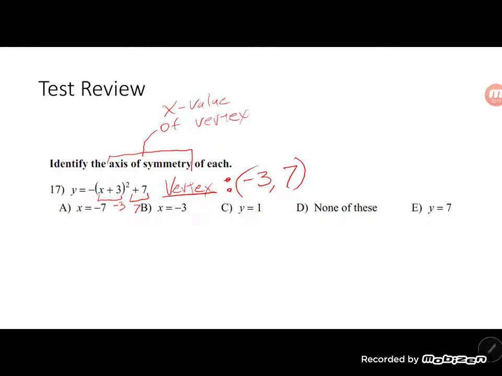And so remember, the x value of the vertex is just the axis of symmetry, so this would be our axis of symmetry. So which one is it? Well, I know it's not going to have a y with it, and so it needs to be this one.